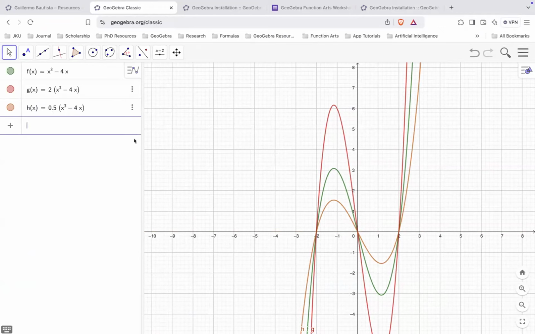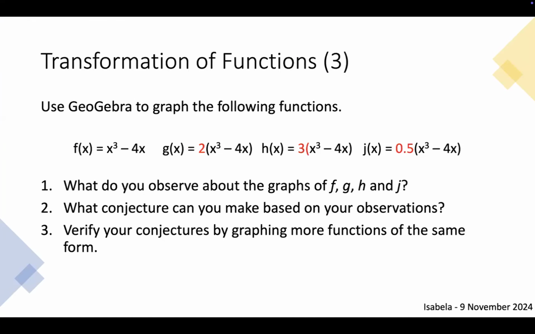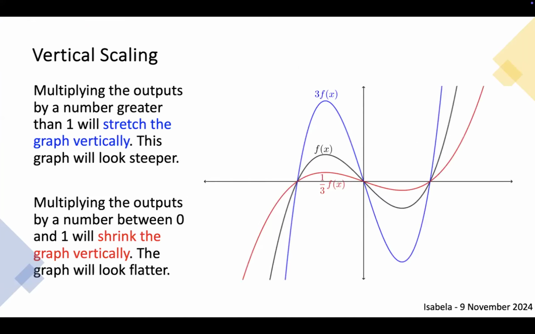Okay, so meaning, multiplying the outputs by a number greater than 1 will stretch the graph vertically. So the graph looks steeper, no? As you can see, the slope is steeper. But multiplying the outputs by a number between 0 and 1 shrinks the graph vertically. The graph will look flatter. It's closer to the x-axis.